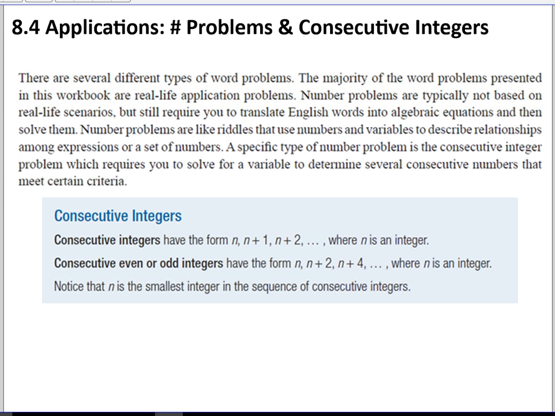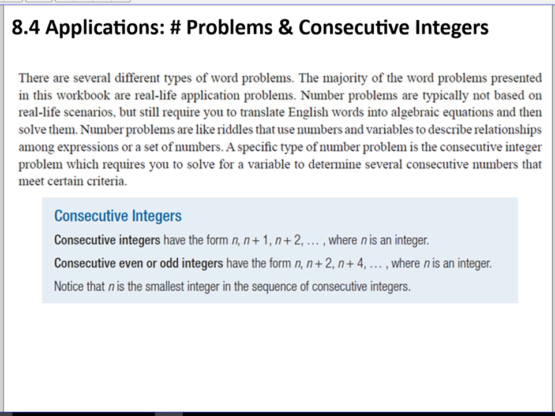So consecutive integers have the form n plus 1, n plus 2, and so on, where n is an integer. So we're counting. N would be the first number, and it says at the bottom, notice that n is the smallest integer in the sequence, and then we're counting up. So n plus 1, n plus 2, for example, if n would be 10, n plus 1 would be 11, n plus 2 would be 10 plus 2 or 12. So it's a way of showing counting.